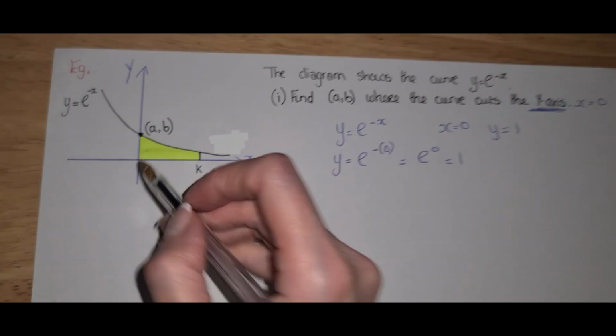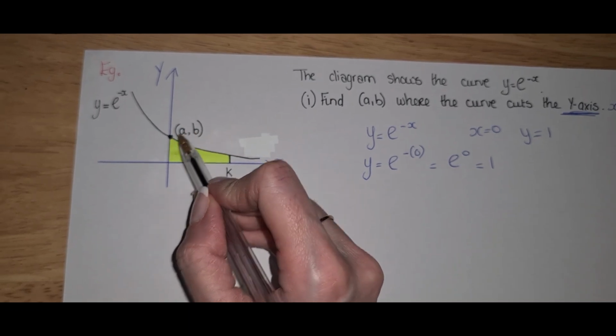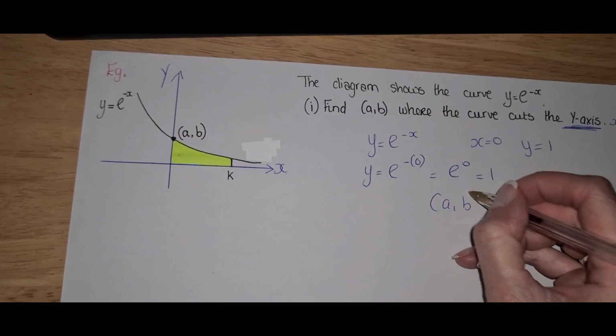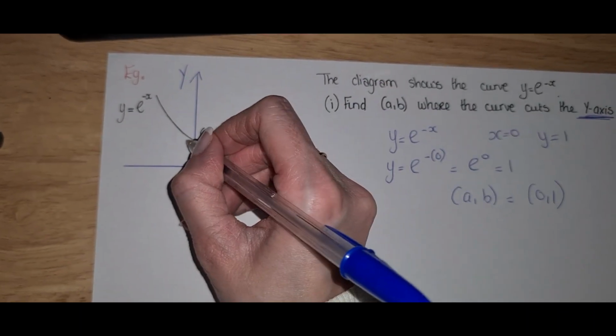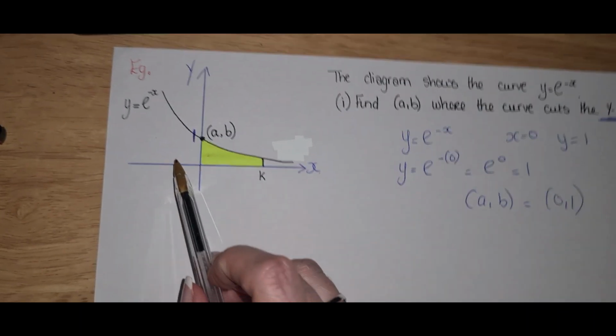And as a coordinate, 0, 1 is your values for AB. So AB is equal to 0, 1. And I'd filled it into my diagram. I now know that that's 1 on the y-axis.